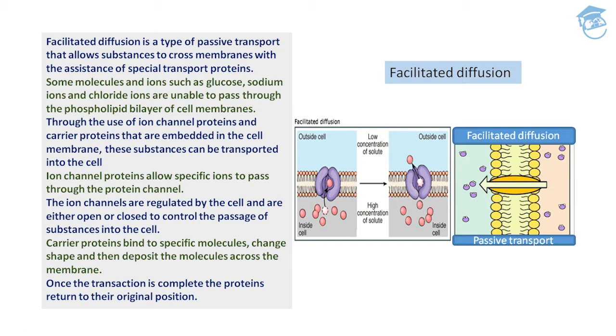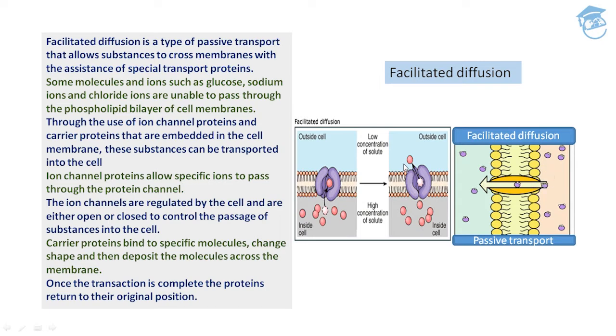So the ion channels are regulated by the cells and they are either open or closed to control the passage of a substance into the cell. And a carrier protein binds to the specific molecule and changes its shape. When it takes up the solute, it changes shape. Then it deposits the molecule across the membrane and ejects the solute to the outside part of the membrane.